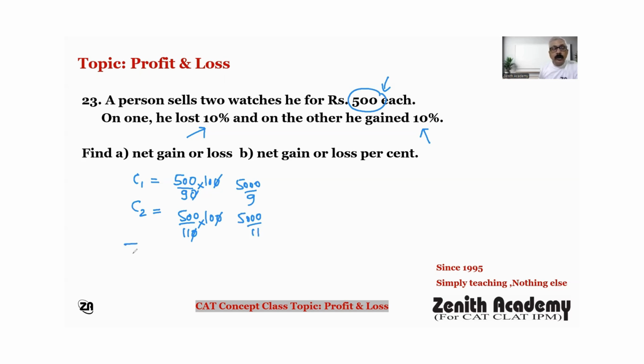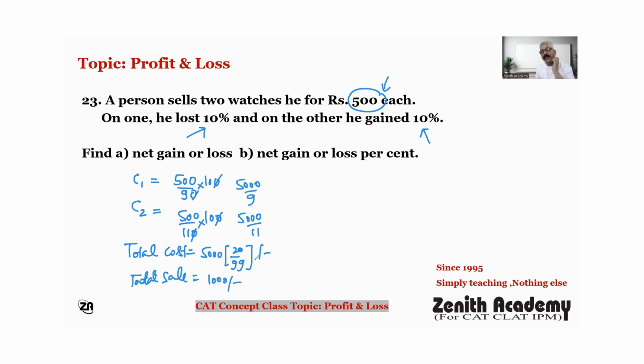So the total cost C1 plus C2 is 5,000, take common, and then 1 by 9 plus 1 by 11 means 20 by 99. This is the total cost. And the total sale you already know: 500, 500 means total sale is 1,000 rupees.